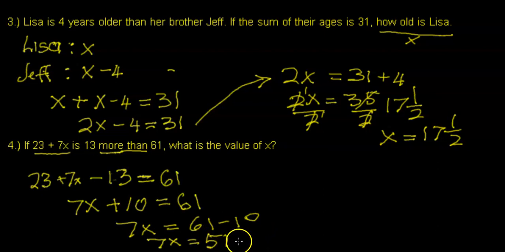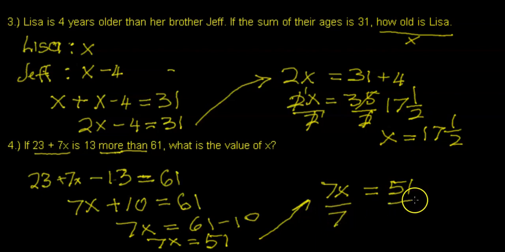And then we just have to divide both sides of the equation by 7. So 7x is equal to 51. We divide both sides by 7 because we want to get our x. And it looks like we're going to get a fraction here.